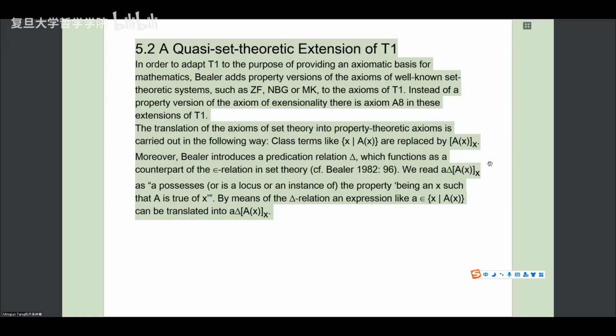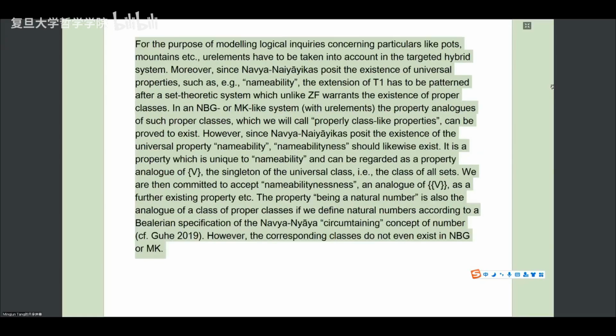Then we can take the next slide. But now the question is, of course, we have many systems of set theory, and which one should we choose? They are all a little bit different. For the purpose of modeling logical inquiries concerning particulars, like pots, mountains, and so on, elements have to be taken into account into the targeted hybrid system.